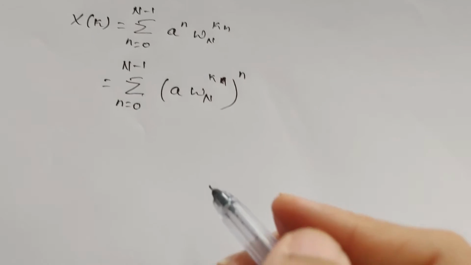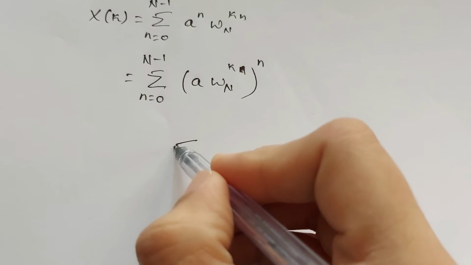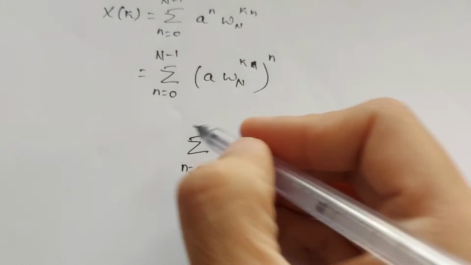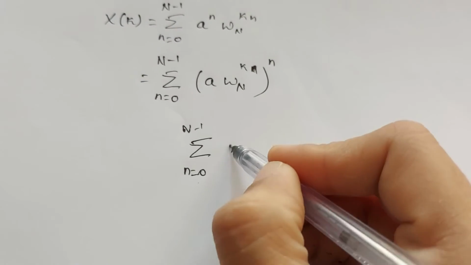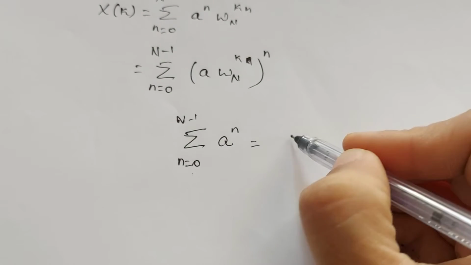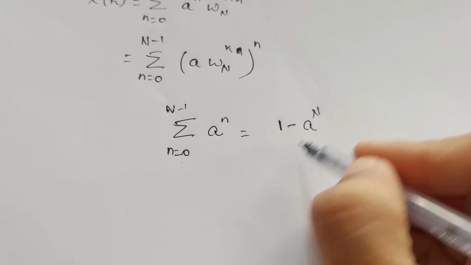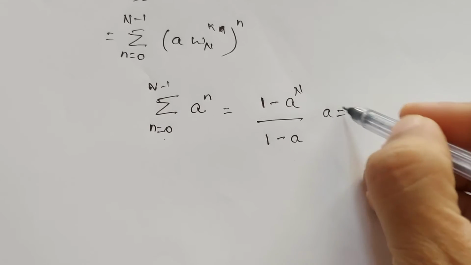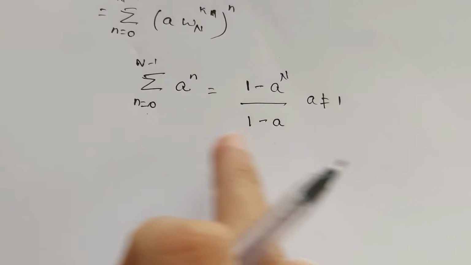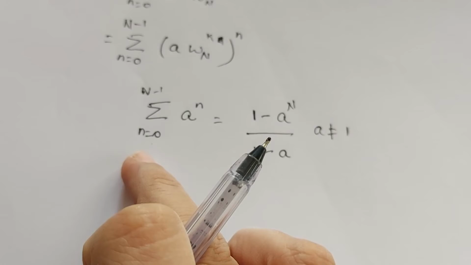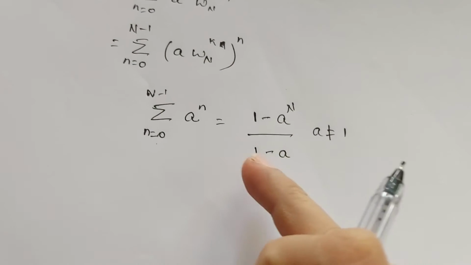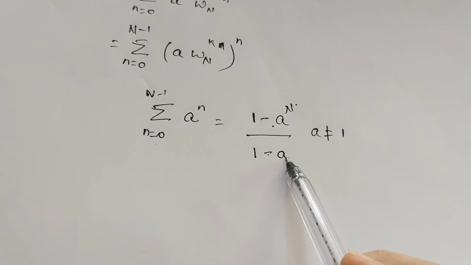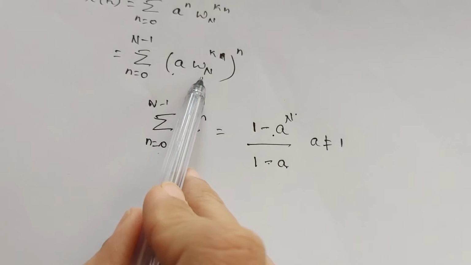So we know this formula: summation n is equal to 0, or it may be n1 till n2, here N minus 1, a to the power of n is equal to 1 minus a to the power of N divided by 1 minus a, where a is not equal to 1. So this is the formula: summation n is equal to 0 to N minus 1, a to the power of n is equal to 1 minus a to the power of N divided by 1 minus a. So what is our a here? It is nothing but a into W_N to the power of k.